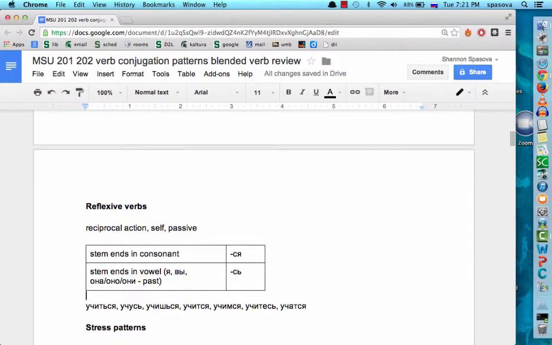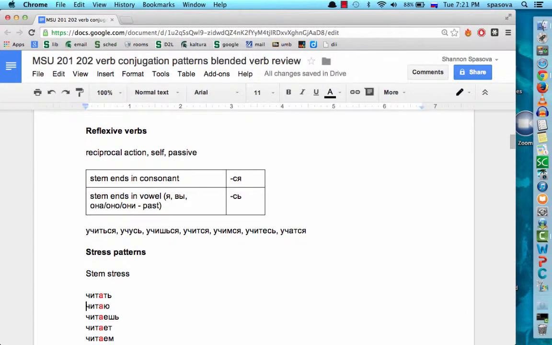Reflexive verbs we're going to be looking at more in depth, but just to remind you, they're sometimes used for reciprocal action, meaning people doing things to each other. For self actions, like doing something to yourself. And they're also sometimes used for passives.